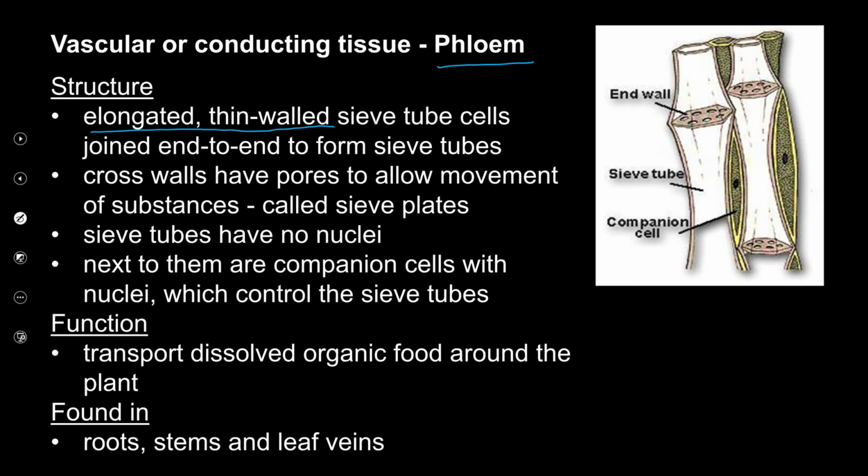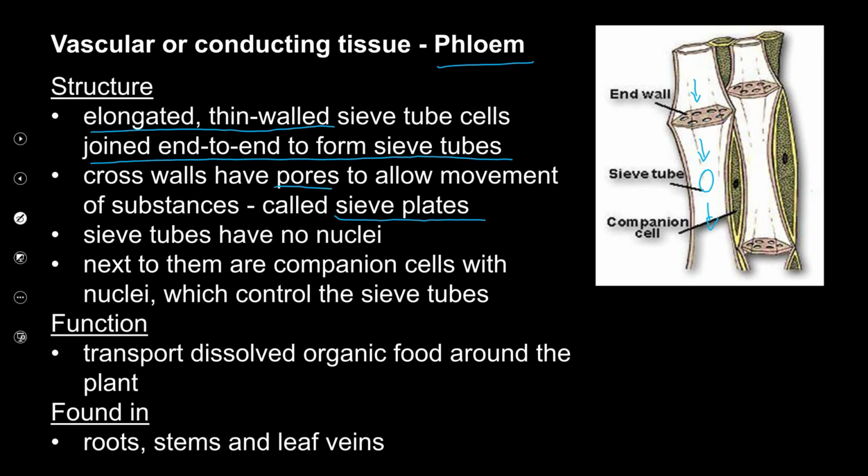So they are joined end to end to form long tubes called sieve tubes, and they have cross walls with pores, and those pores are called sieve plates. So that substances can move down through the sieve tubes and pass through those sieve plates. The question now is, if they had a nucleus here, what would happen to that nucleus as substances move down? That nucleus would be pushed out of the cell.